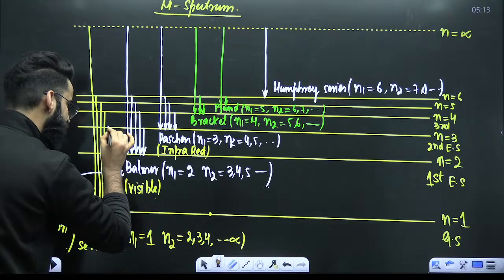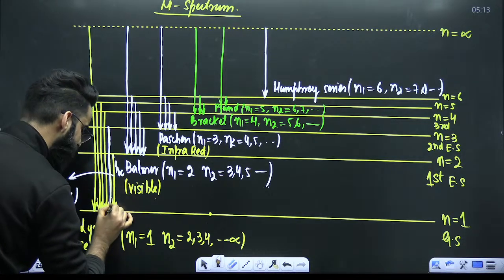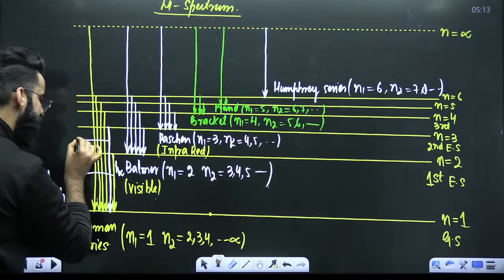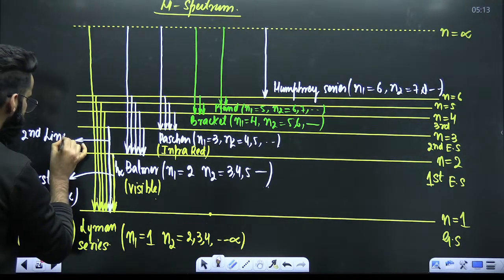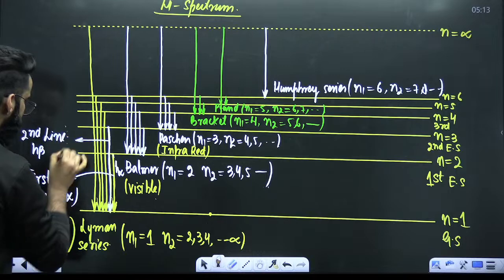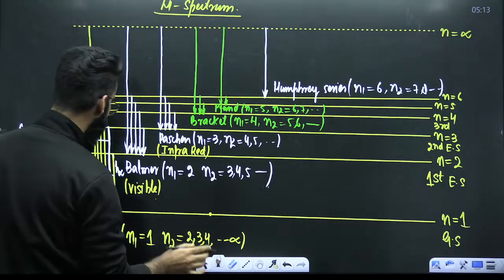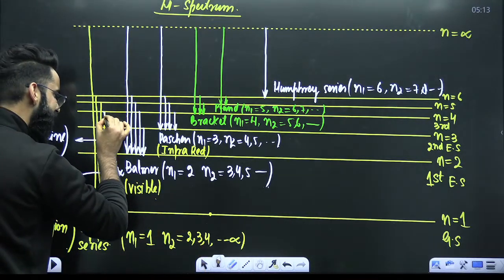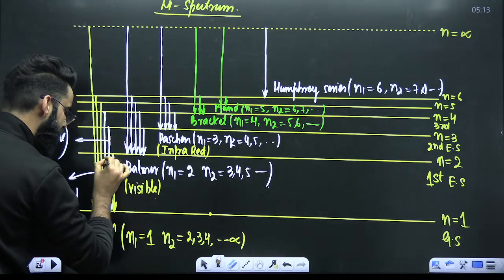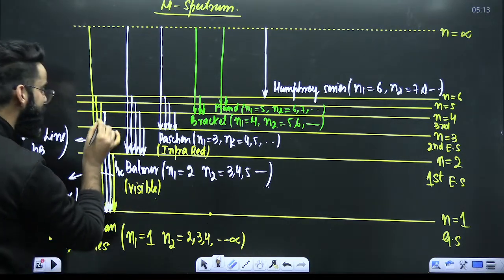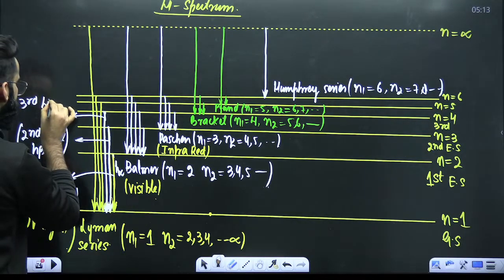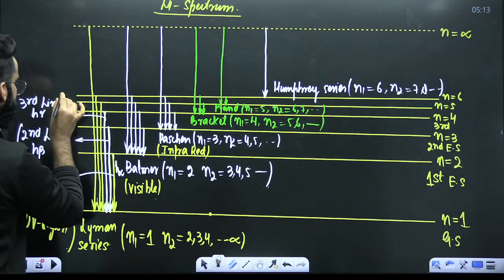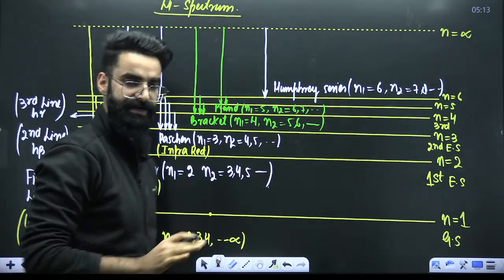Similarly, this particular line from 2 to 1 is something which I call as second line of Lyman series, or you can call it as H beta line. Right? Similarly, this particular line over here in the Lyman series, you will be calling it as third line of Lyman, or as H gamma line. Similarly, fourth line, fifth line, etc.